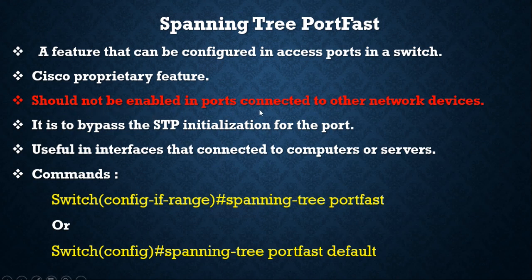We should confirm that it is not configured on any ports which are connected to other networking devices. Otherwise, it will create loops in the network. We can configure this command on the ports which are connected to computers or servers, as we mentioned before. In the command line, we can use a simple command to enable spanning tree PortFast. We have to do this inside the interface or interface range command. In global configuration mode, we can also configure it by using the command spanning-tree portfast default. By this default configuration command, it automatically enables the PortFast feature on all the access ports of the switch.